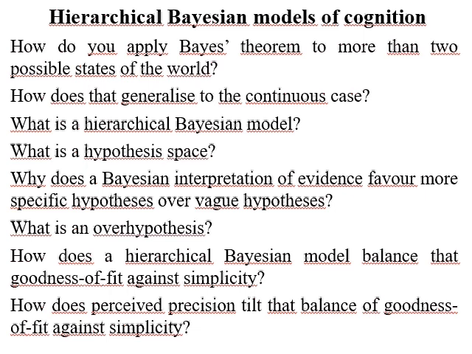So the ratio of how much volume is covered by the data, by each individual observation, versus how much is covered by the hypothesis, that gives you the likelihood. Then you do that for different hypotheses where you have different ratios, that gives you different likelihoods, and that results in that calculation that favors a more specific hypothesis. Then we've just looked at the balance between goodness of fit versus simplicity, and that perceived precision can tilt that balance of goodness of fit versus simplicity.